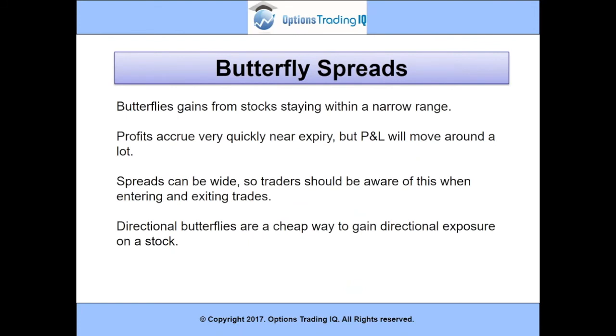Butterfly spreads gain from stocks staying within a very narrow range. Profits can accrue very quickly near expiry, but P&L will move around a lot. Before, when I was talking about gamma, butterflies, because they've got that tent shape, a butterfly spread, an iron butterfly, or an at-the-money call or at-the-money put butterfly, they're all very similar trades. But that profit tent shape has a really high gamma exposure. So if you get into the last week of a butterfly spread and the stock's right in the middle and it starts to move around a little bit, your P&L is going to swing a lot, okay?